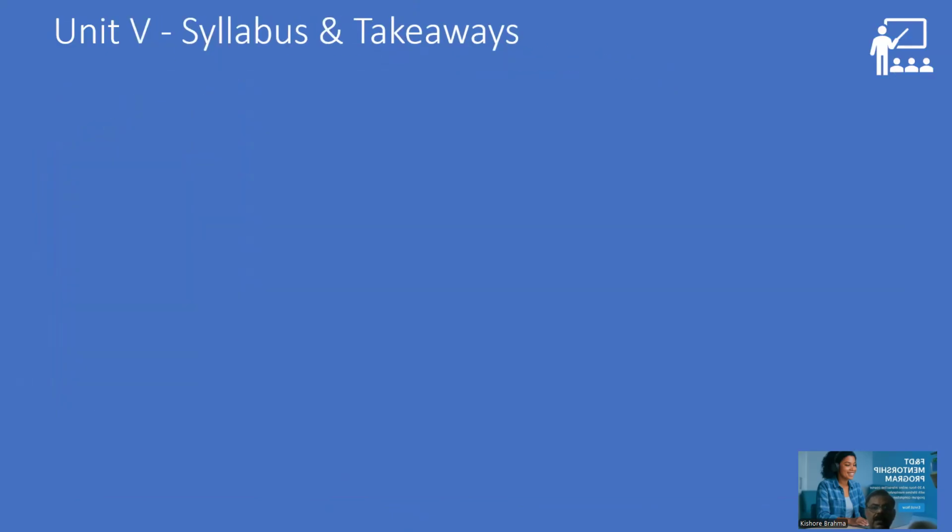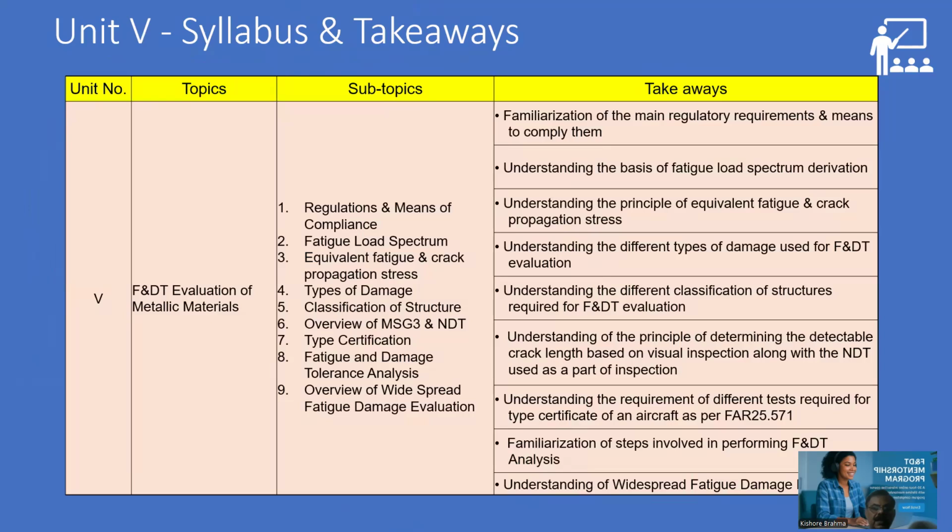The final unit, the takeaways for fatigue and damage tolerance evaluation, consists of 9 subtopics. It will take you through the formulation of the main regulatory requirements and means to comply with them. Then it will give the understanding of basic fatigue load spectrum derivation. Then the principle of equivalent fatigue and crack propagation stress. Understanding the different types of damage used for F&DT evaluation. Understanding the different classification of structure required for F&DT evaluation.